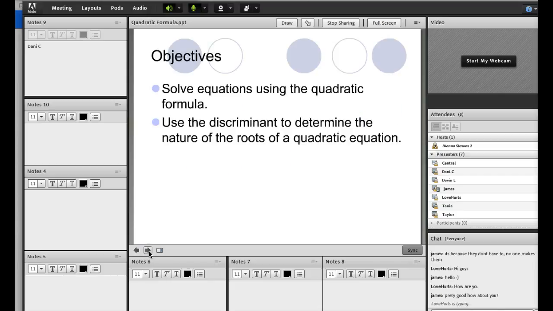Okay, so this is what we want to do today. We want to be able to solve equations using the quadratic formula. And then the discriminant, we're going to use that just to tell us how many roots or zeros there are. The roots and the zeros are the same thing. It's where it crosses the x-axis.